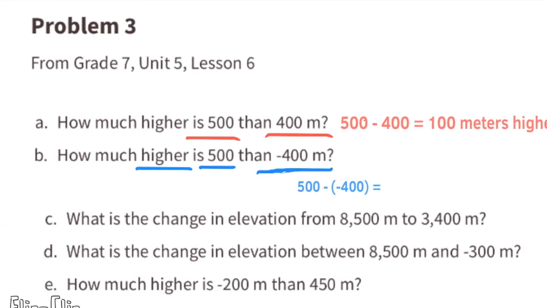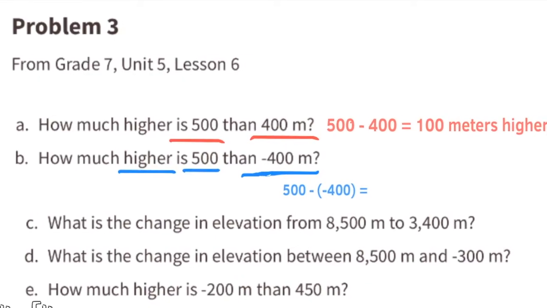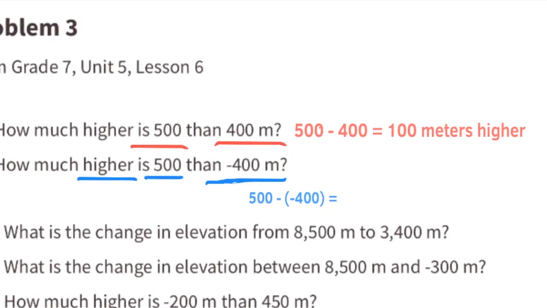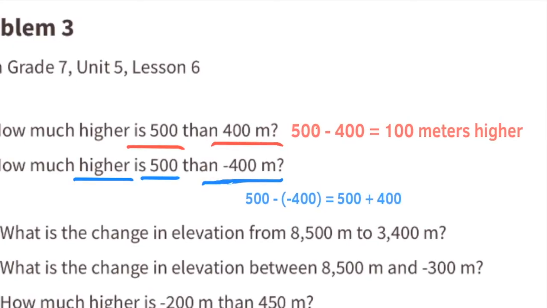B. How much higher is 500 meters than negative 400 meters? 500 minus negative 400, or 500 and the opposite of negative 400. The opposite of negative 400 is positive 400, so 500 and positive 400. That's a difference of 900 meters. So 500 meters is 900 meters higher than negative 400 meters.